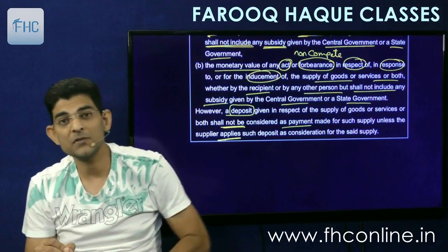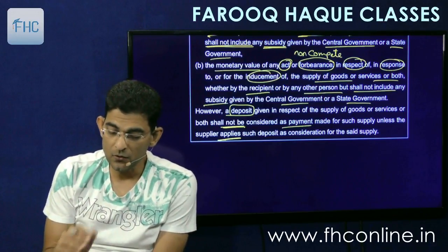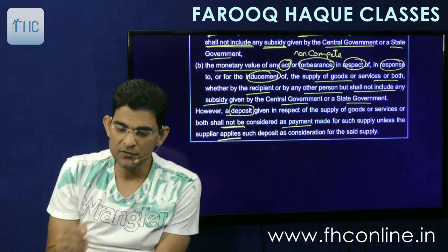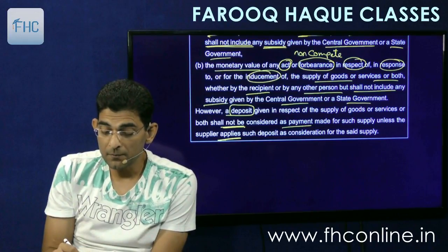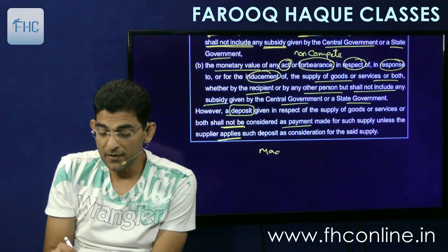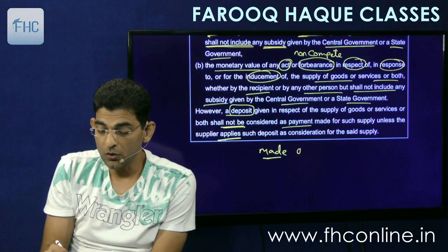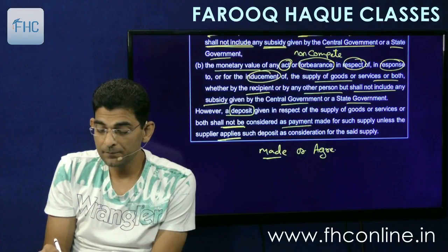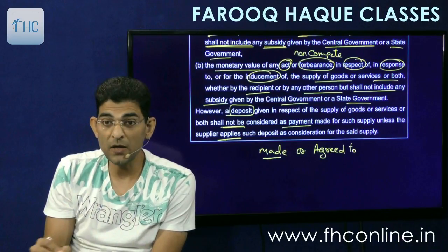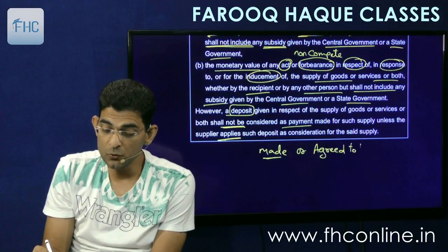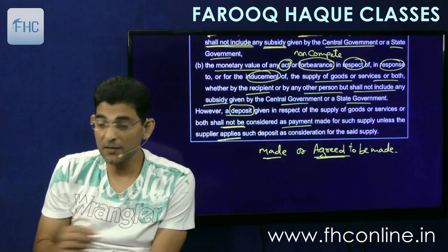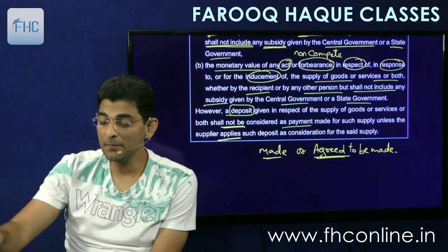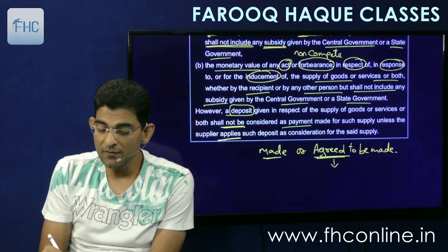Now take an example of this, very simple thing. Now I'll relate it to what we have already studied. What was given above? That payment can be made or agreed to be made. Payment has two characteristics, made or agreed to be made, right? Very good. So what do you mean by agreed to be made? Agreed to be made means an advance payment, right?